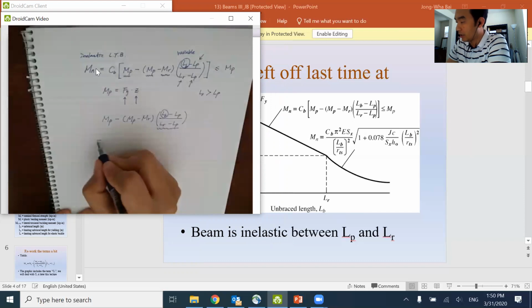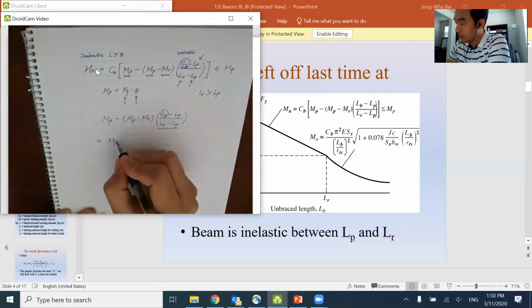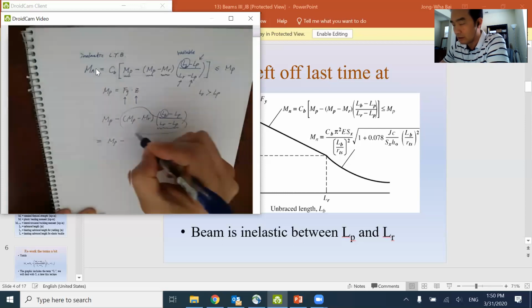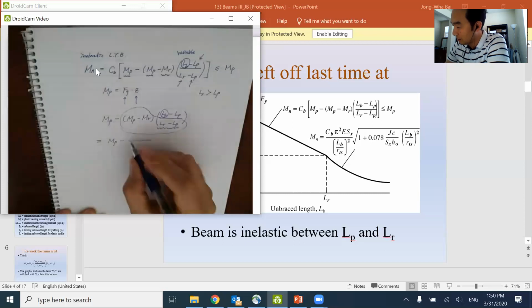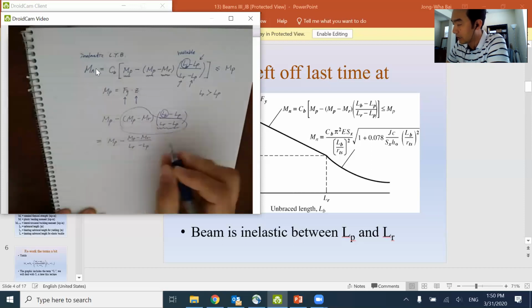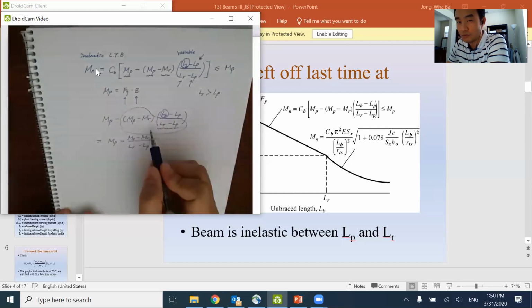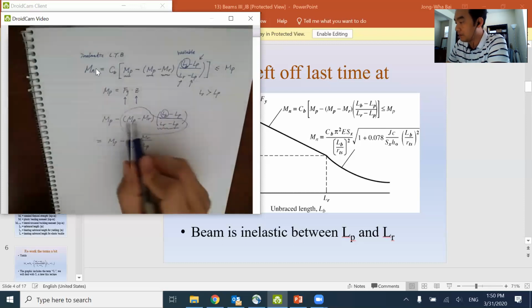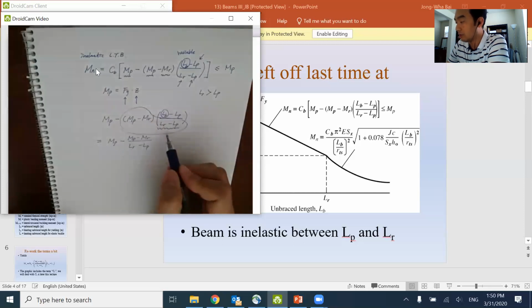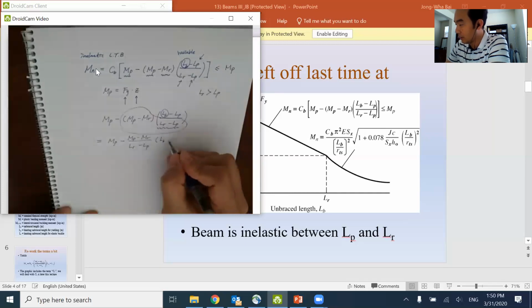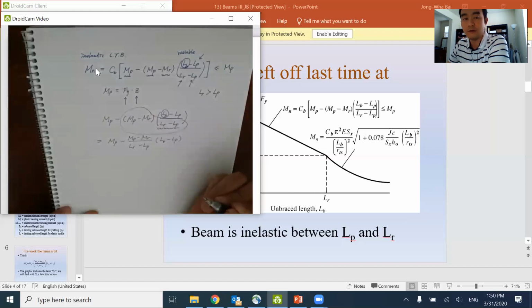So I can rearrange this expression as this, MP minus, so I'm going to take these together, okay? That is going to be MP minus MR over LR minus LP. The reason that I'm combining these two together is because these are all constants, so we can pre-calculate these as a numerical term when we select a section. And then the leftover is this, LB minus LP. Again, LP is still a constant, and LB is the only variable.